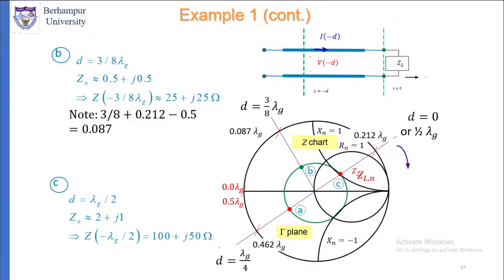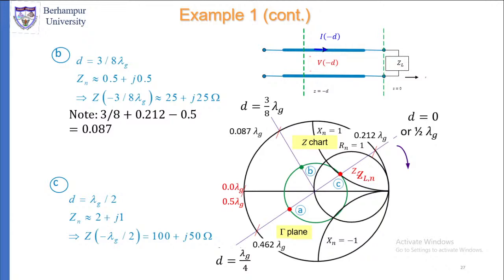At that point, what will the impedance be? So start again from the normalized impedance. Rotate, move on the VSWR circle a distance of 3 by 8 lambda g. That is the point B that you can see, the blue dot. That shows you 3 by 8 lambda g. We have moved along the VSWR circle by a distance of 3 by 8 lambda g from the normalized load point. Now find out what are the impedances of point B.